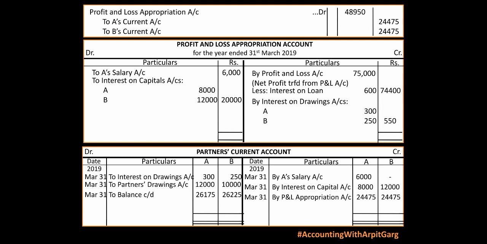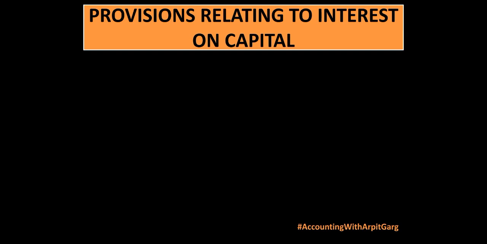Now, in the question, we are not given the profit sharing ratio of the partners. This point also we studied in provisions applicable in absence of partnership deed, that if profit sharing ratio is not given, it will be considered as equal. So we will divide this amount between both the partners equally. So 48,950 divided by 2 will give 24,475 and 24,475. Then please add all the columns and write the total below. That's it.